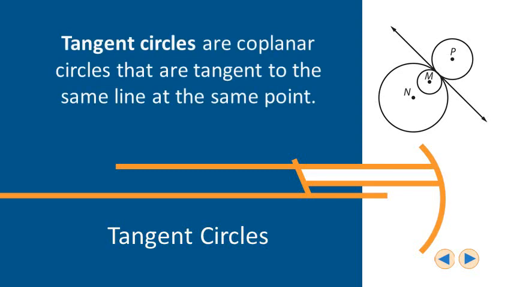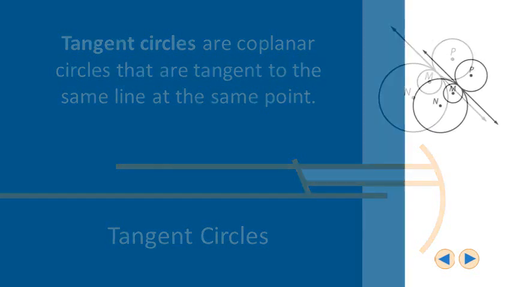And then finally, we have tangent circles. Tangent circles are coplanar circles that are tangent to the same line at the same point. So I want you to pause and identify some of the tangent circles here. And of course, we have tangent circle N and circle M would be two tangent circles, circle P and circle M.